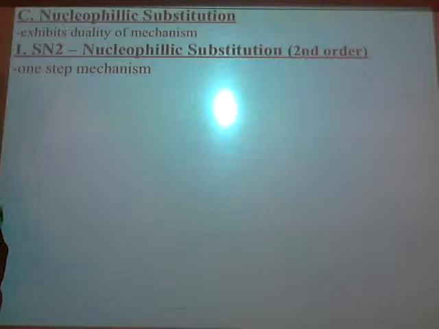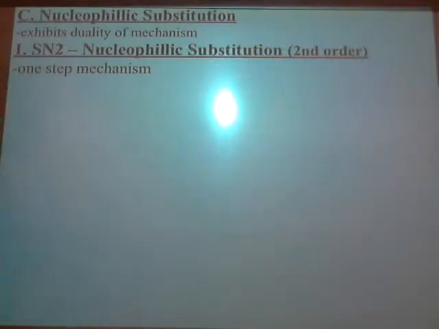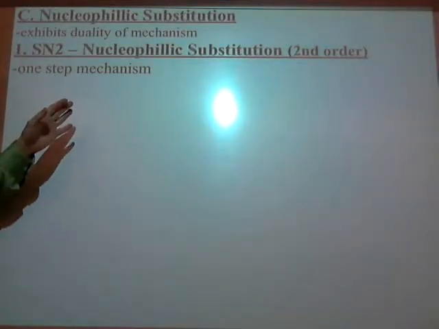Remember the cookie example? If I have chocolate chips, how fast I mix those chocolate chips in makes no difference if the baking takes 15 minutes. I'm going to be waiting around. So let's talk about this first mechanism.